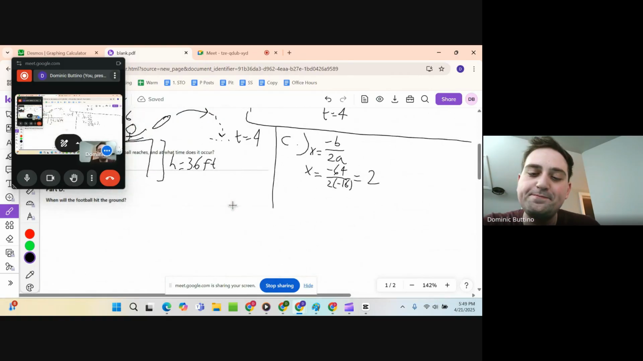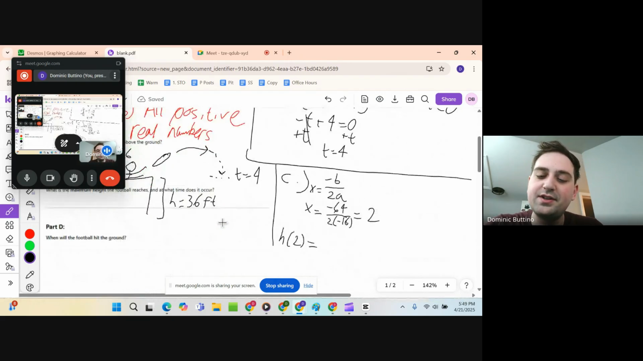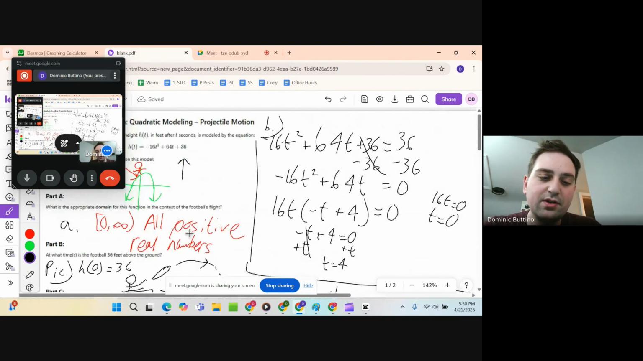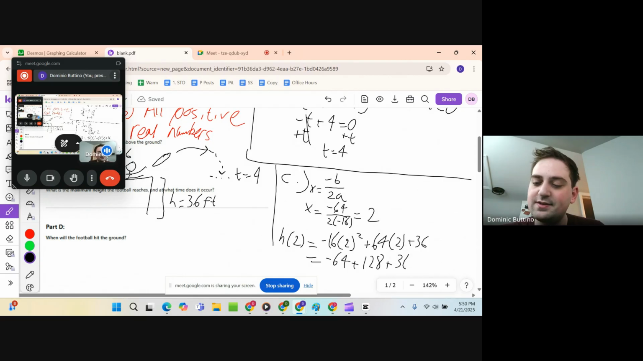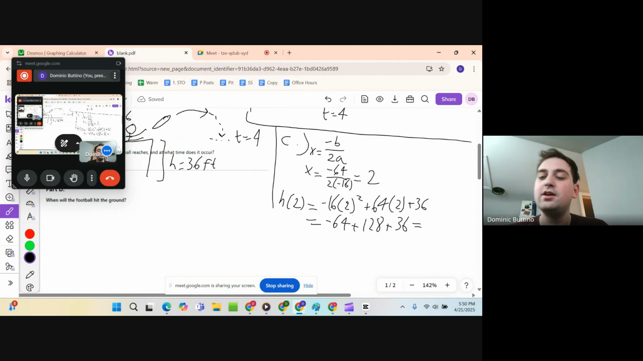We're just going to plug in h of 2 equals negative 16 times 2 squared plus 64 times 2 plus 36. Simplify each term. That's going to be 16 times 4, which is going to be negative 64 plus 128 plus 36. And that's going to give you 164 when you add those two together. Minus 64 is going to give you 100. What does that mean?